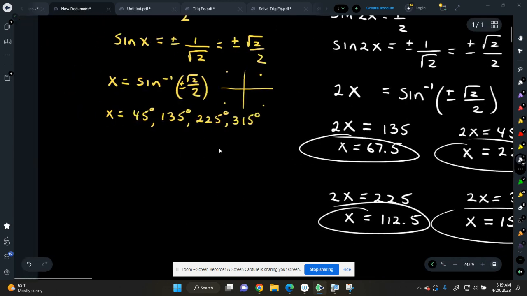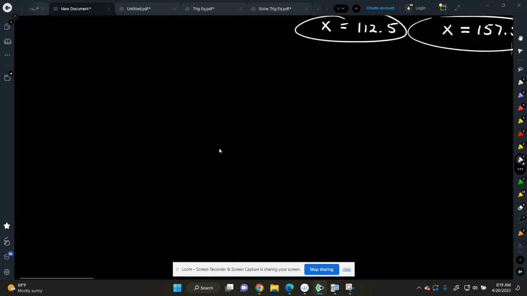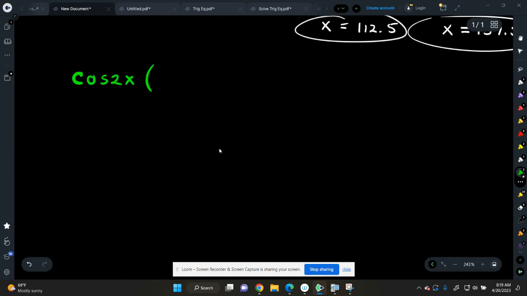Okay, I want you to try this one. Try cosine 2x times 2 cosine x plus 1 equals 0. Try that one by yourself.